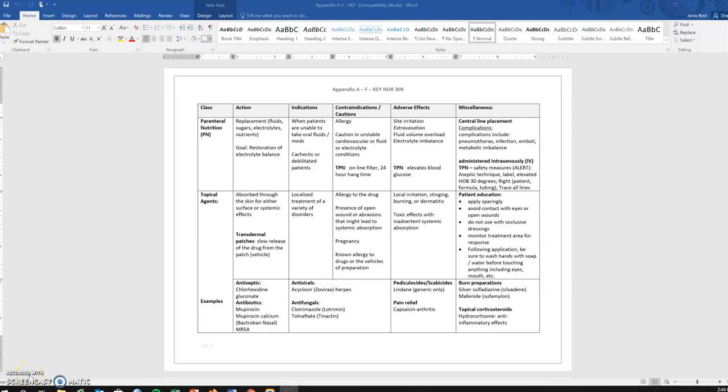Appendices A through F in the back of your textbook cover medications that are not identified in other sections of your textbook. For all of these sections, please read the nursing considerations, particularly the implementation and evaluation, because these sections discuss how to administer the medication and how to monitor the patient for effectiveness and for side effects. Let's start with Appendix A, parenteral nutrition.